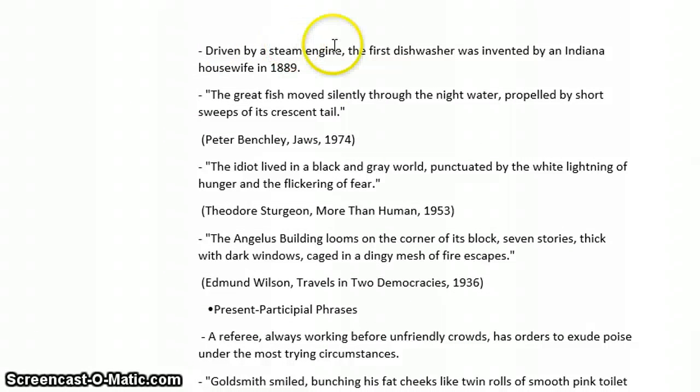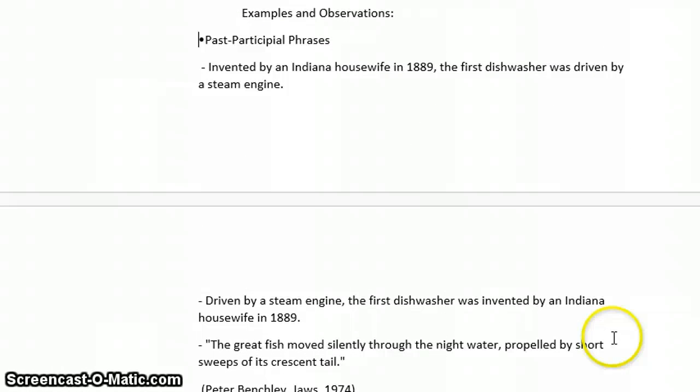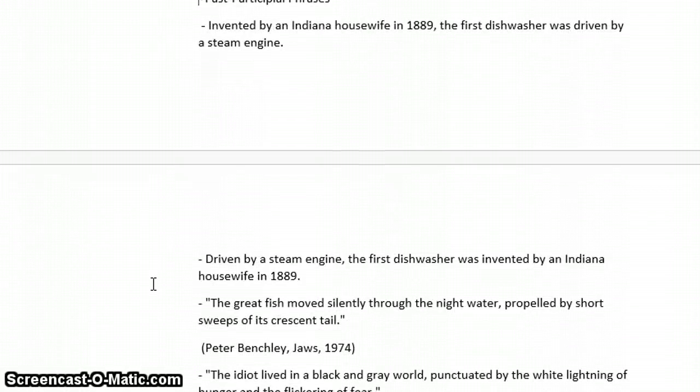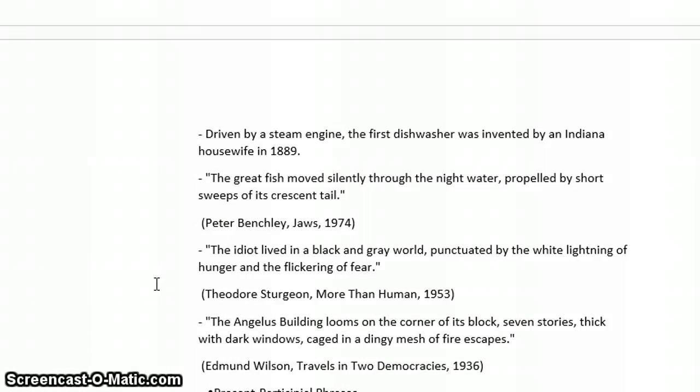"Driven by a steam engine, the first dishwasher was invented by an Indiana housewife in 1889." Okay, so they went ahead and mixed it up a little bit, and we've got another participial phrase out front, driven by a steam engine. That obviously describes the dishwasher there. So once again, that's an interesting way of going at it and looking at it, but a participial phrase can be a great tool. Let's scroll down and look at this one.